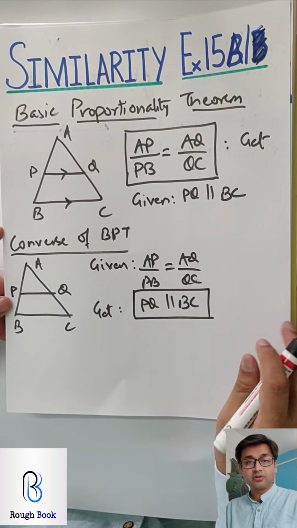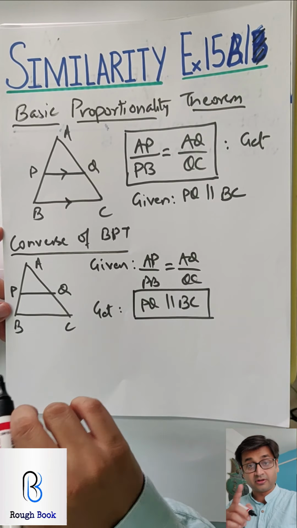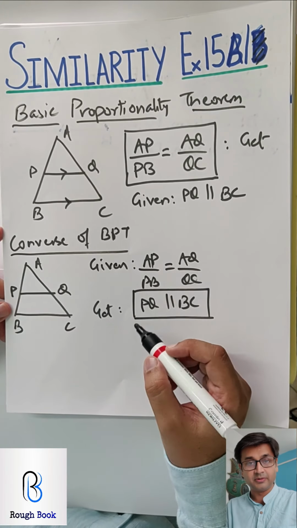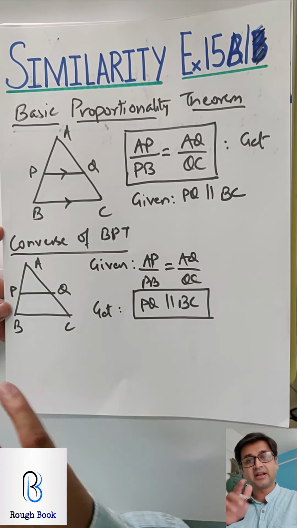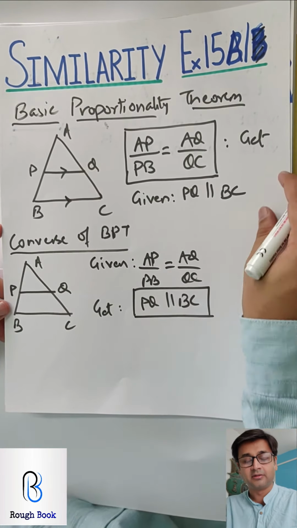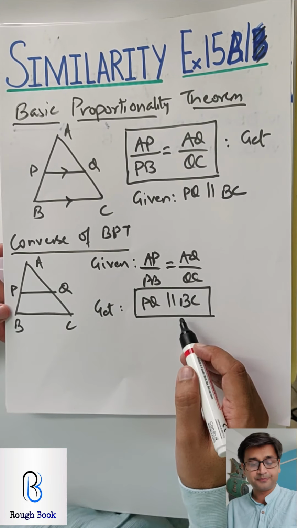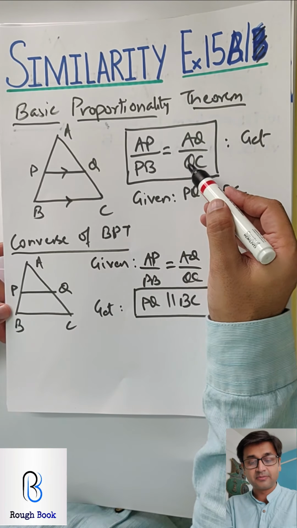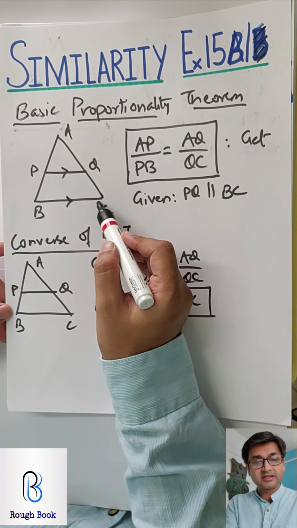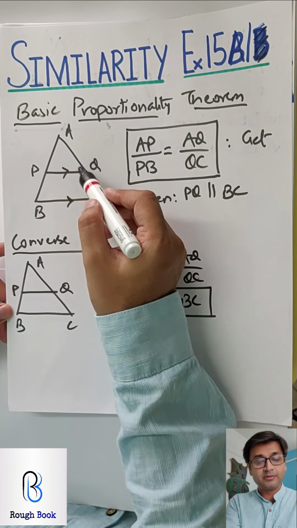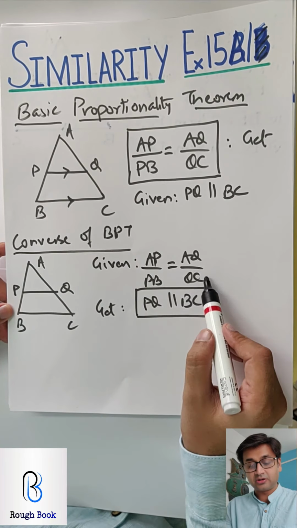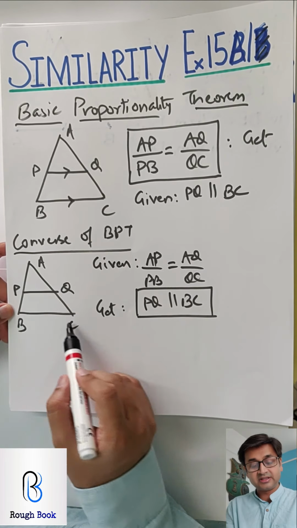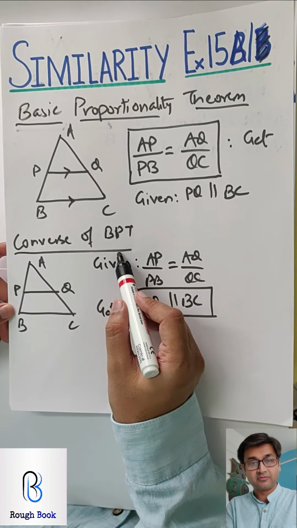Yeah, this is what I was trying to talk to you about in question number 28 of the previous exercise, the converse of BPT. But since I had not taught you, I thought I would cover it in the next exercise, and I did it with a different, slightly lengthier method. But you can use this now. So BPT, basic proportionality theorem: if two lines are parallel, AP upon PB equals AQ upon QC. And if AP upon PB equals AQ upon QC is given, then you can say that the two lines are parallel by converse of BPT.